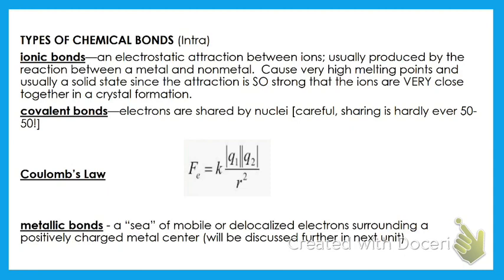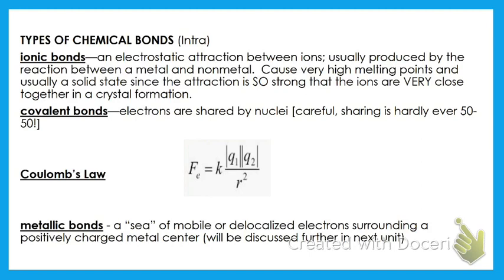The two types of bond, or three types of bonds, are listed here. Just an overview. Ionic, of course, is the electrostatic attraction between ions, right? What two types of ions? Cations and anions, yeah, positive and negative. And they're usually produced between a reaction of a metal and a nonmetal. They have very high melting points. Normally they are a solid at room temperature, and the attraction is very, very strong because the ions are very close together in a crystal formation.